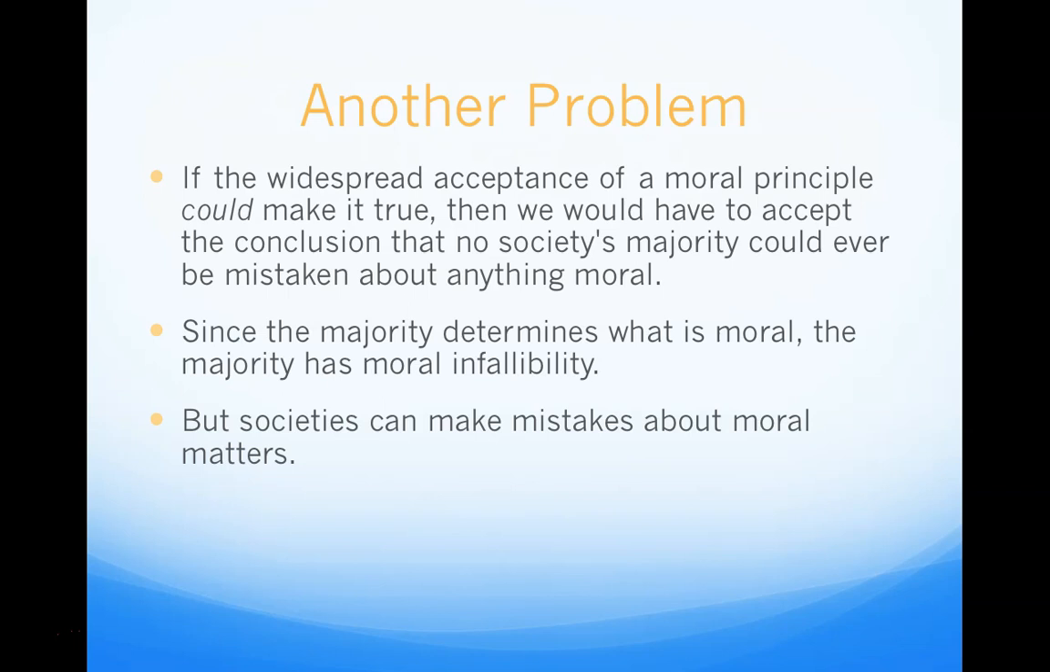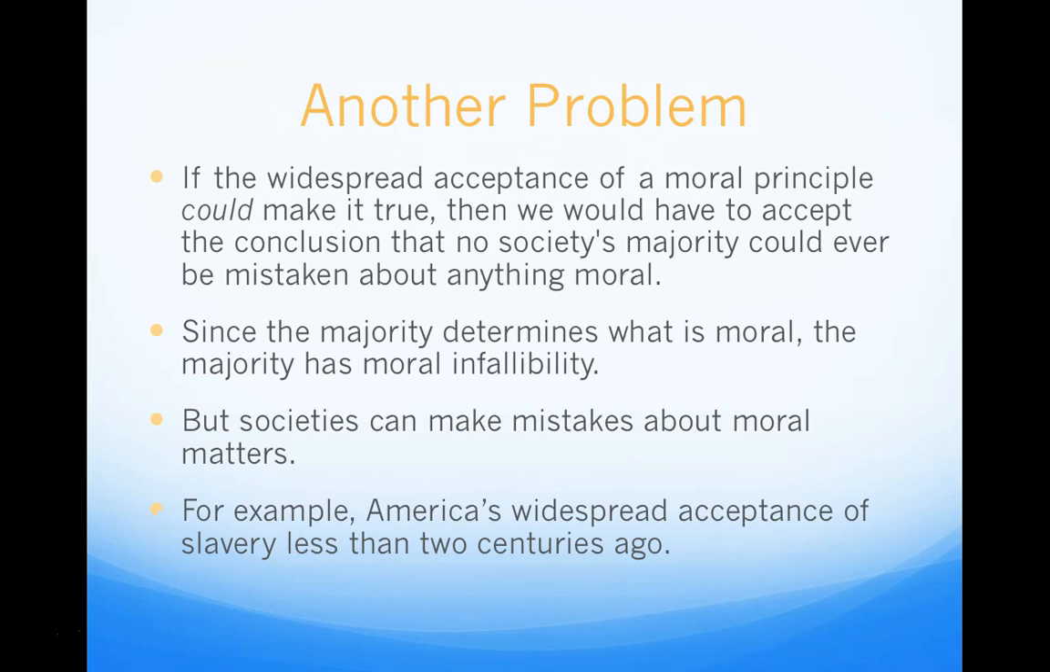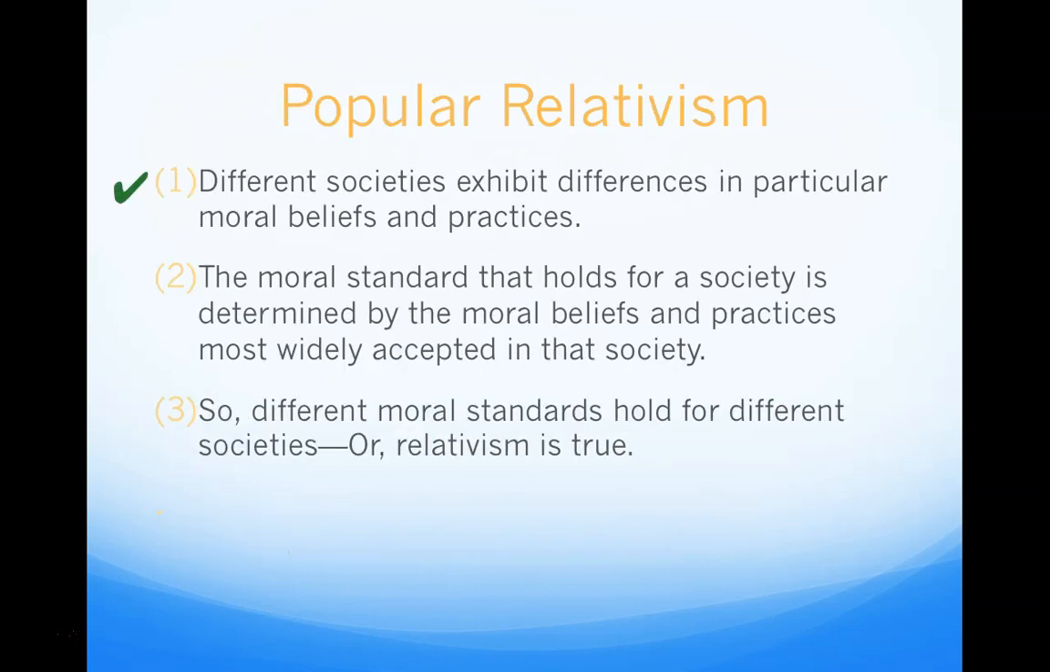But societies can make mistakes about moral matters, and I think that generally speaking, people believe that societies make mistakes about moral matters all the time. An example of this is America's widespread acceptance of slavery less than 2 centuries ago. So generally speaking, this is taken to be morally problematic today. So, the first premise passed. However, given the analysis that we just concluded, the second premise does not hold up, so the conclusion also doesn't hold up.